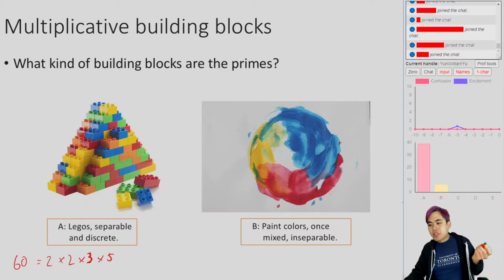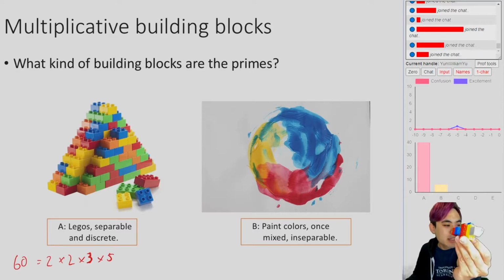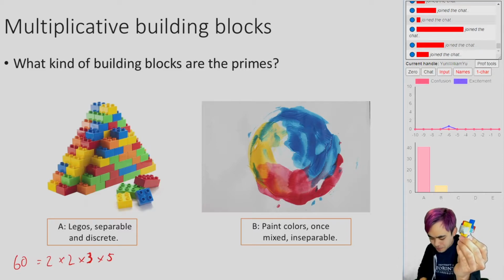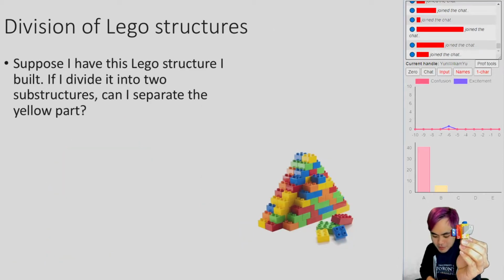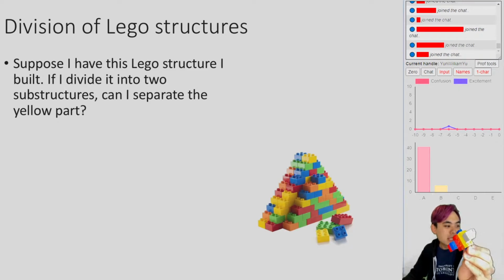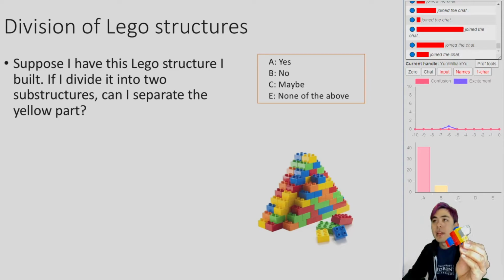But, okay, so let's continue this Lego analogy a little bit and think about all different things that might make things more or less like Legos. I didn't actually build anything interesting. I just threw together a couple Legos I had. So suppose I have this Lego structure here. If I divide this Lego structure into 2, can I separate the yellow part?